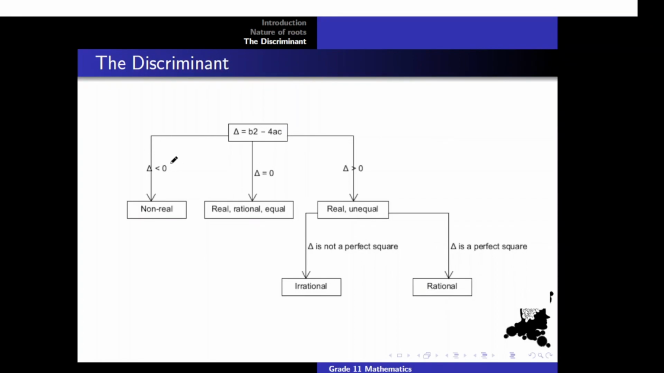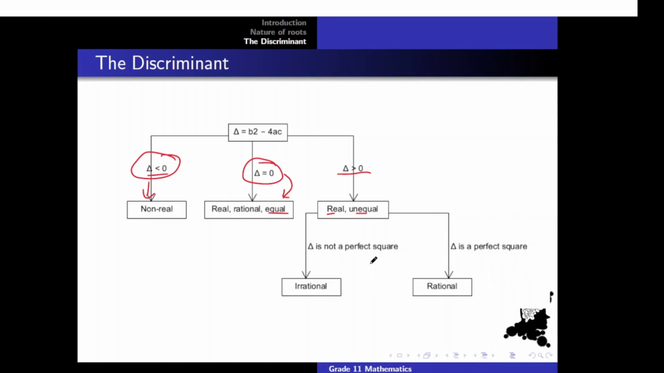Take note, we are saying that if delta is negative, our roots are non-real. If delta is equal to 0, our roots are real, rational, and equal. So we only have equal if delta is 0. Please take note of that. So if delta is positive, already we've got real roots and they are unequal. Remember, we're saying this is real because initially, when delta was negative, we had non-real roots.